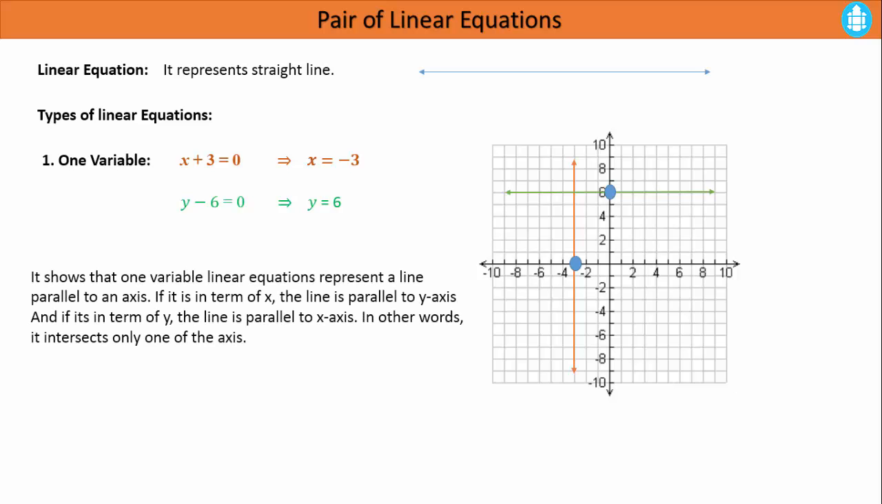It shows that one variable linear equations represent a line parallel to an axis. If it is in terms of x, the line is parallel to the y-axis, and if it is in terms of y, the line is parallel to the x-axis. In other words, it intersects only one of the axes.